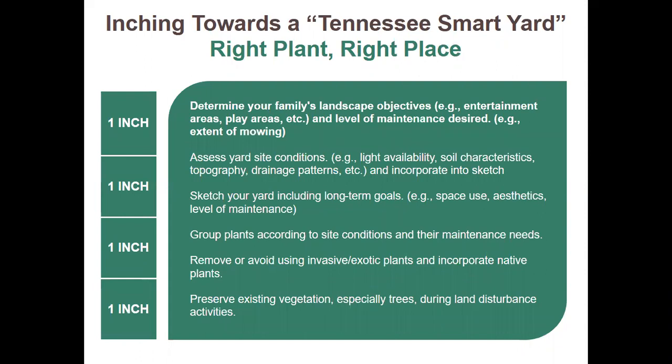And the very first objective that we're going to be working on is determining our family's landscape objectives. So we're going to be looking at things like the entertainment areas, the play areas, if you've got kids, if you've got animals, if you've got pets, trying to pick plants that may actually work out well with them. We're also going to be looking at what level of maintenance you want to actually do, the extent of mowing that you want to do. Are there shrubs that you want to trim and things like that? So we're going to be basically taking this inch by inch as we go through the slides. We're going to be looking at a bunch of different objectives today. And the first one is we're going to be looking at our family's objectives.